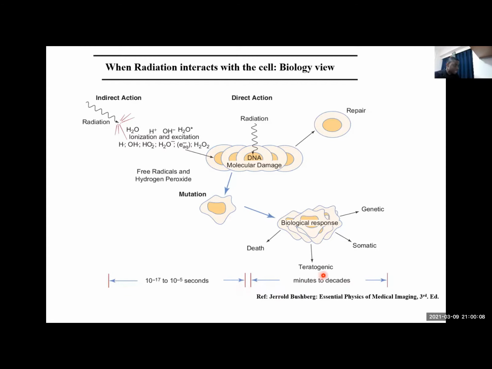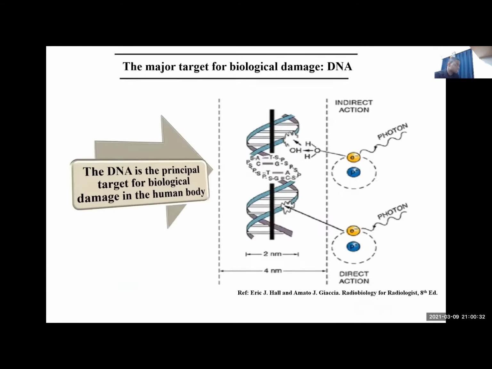Now the physical steps that lead to the energy deposition and free radical formation often occur within nanoseconds, right? While the biologic expression of the physical damage, or the biological response, occurs from minutes to decades, and this can be deleterious, resulting in carcinogenesis. I believe this is the reason why we must pay attention to biology, even as physicists. So the DNA is the principal target for biological damage in the human body, and I'm going to be focusing on this. So what is the DNA?